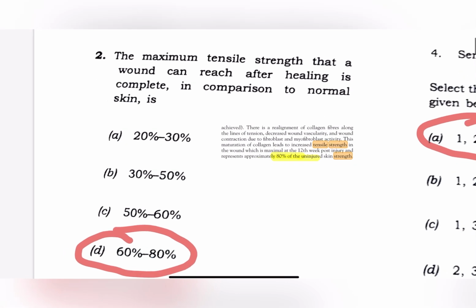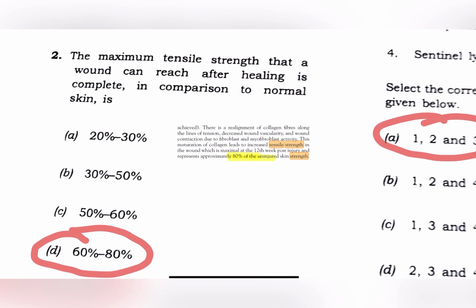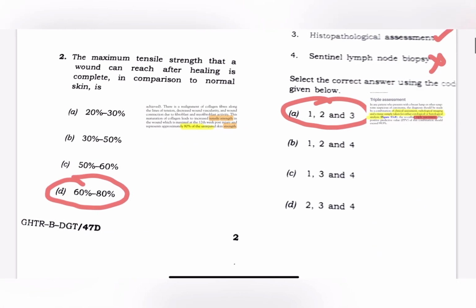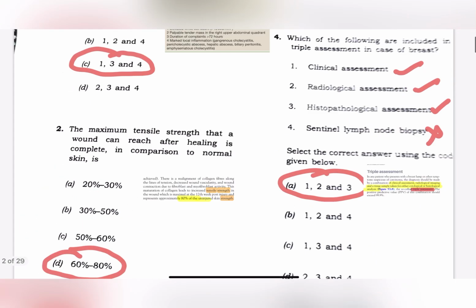The next question they are saying is the maximum tensile strength that a wound can reach when the healing is complete. So it is up to 80%. So the answer for this is 60 to 80%.